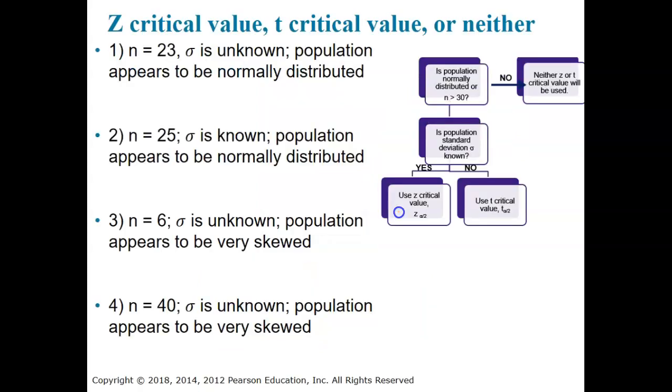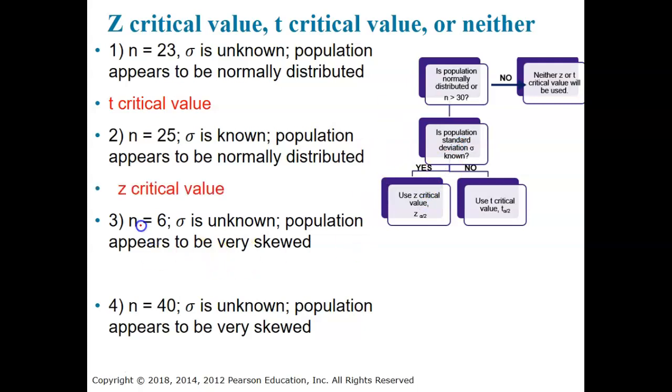Okay, so here's a couple for us to talk about. The first one, we've got n equals 23 and sigma is unknown, and the population appears to be normally distributed. So it is normally distributed or n greater than 30, so we can proceed this way. Sigma is unknown, so we're going to have to use a t critical value for that one. The next one, n is 25. Sigma is known. The population appears to be normally distributed. So in this case, because it's normally distributed and the population standard deviation is known, we would use a z critical value.